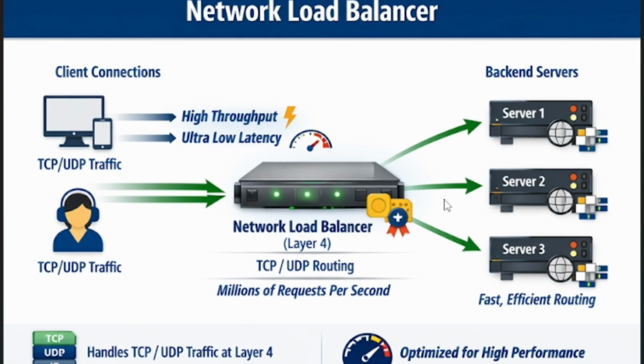What is a network load balancer? The network load balancer operates at layer 4 in the OSI model, and client connections send TCP and UDP traffic at layer 4 with millions of requests per second and with ultra low latency. So the network load balancer forwards the request based on the IP and port number to the backend servers.